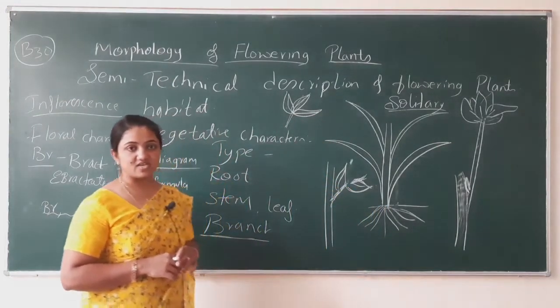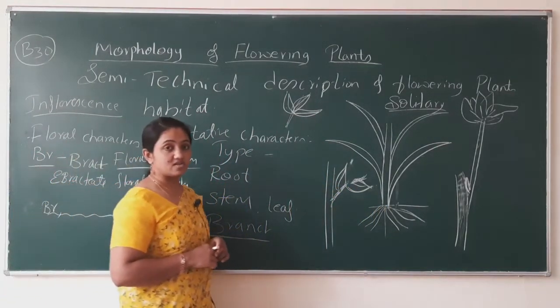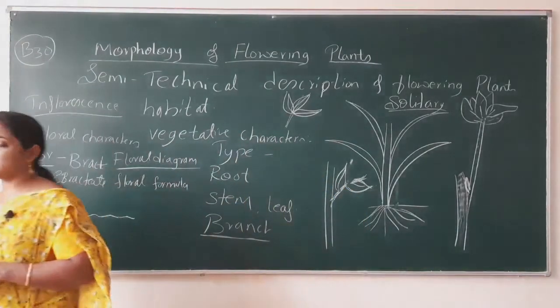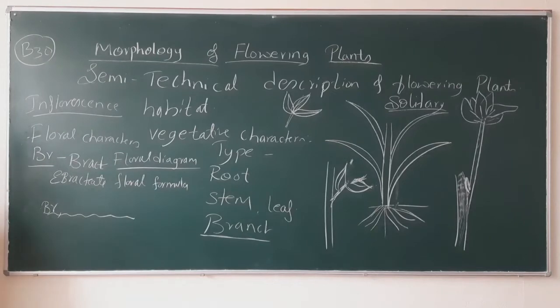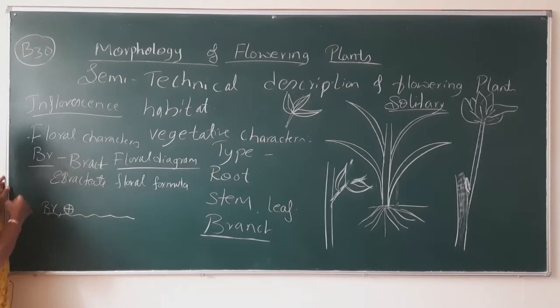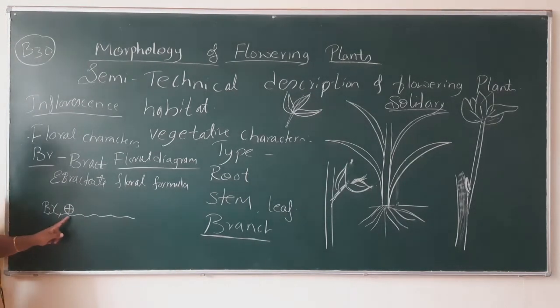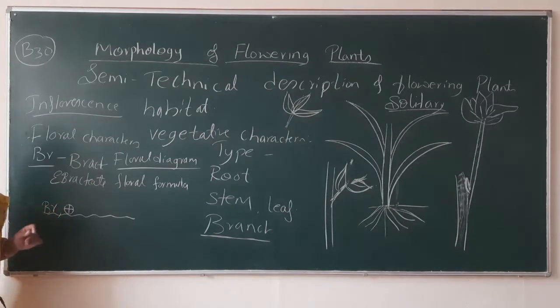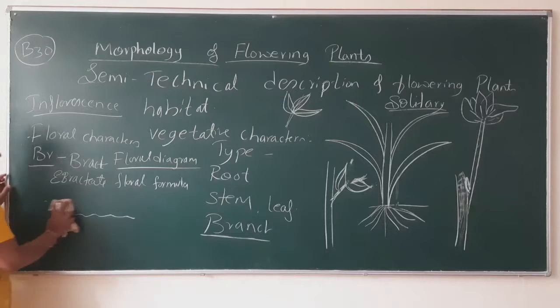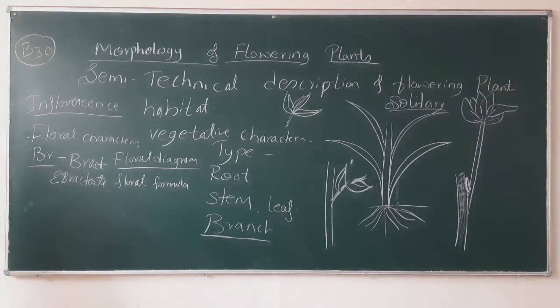So I explained to you in the last session the actinomorphic and zygomorphic. If the flower is radially symmetrical, it is known as actinomorphic. How to write the symbol of actinomorphic? Write the circle, and inside the circle you have to write the plus sign. It means the flower is actinomorphic.